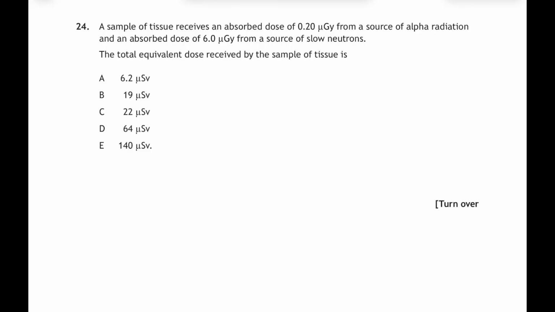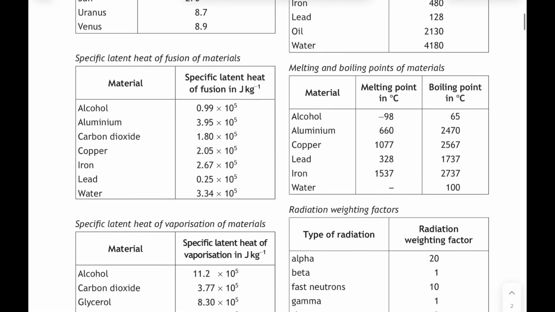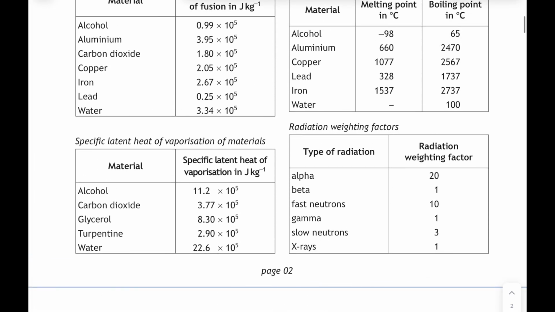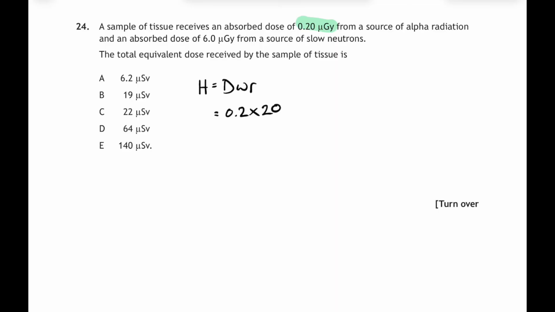Well, we've got 2 calculations to do here using our equivalent dose relationship. That's H equals D W_r, where D is the absorbed dose that we get. So let's do it with the 0.2 micrograys from the alpha radiation first. So it's 0.2 times the radiation weighting for alpha. Now you'll find that on your data sheet. Little table right at the bottom of the data sheet says for alpha radiation the radiation weighting is 20. So we multiply our 0.2 times 20, and that gives us 4 microsieverts. Oh, I've got 4 sieverts there, I'll change that in a minute.